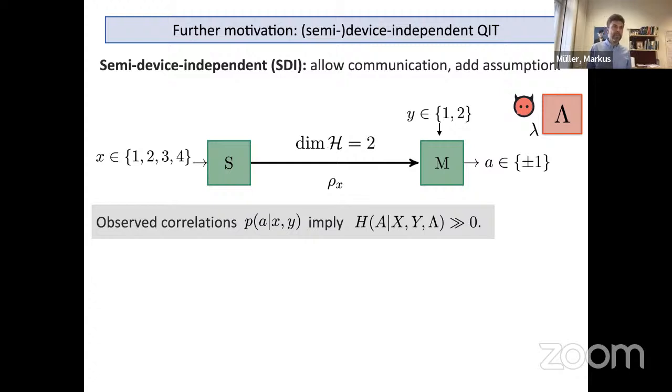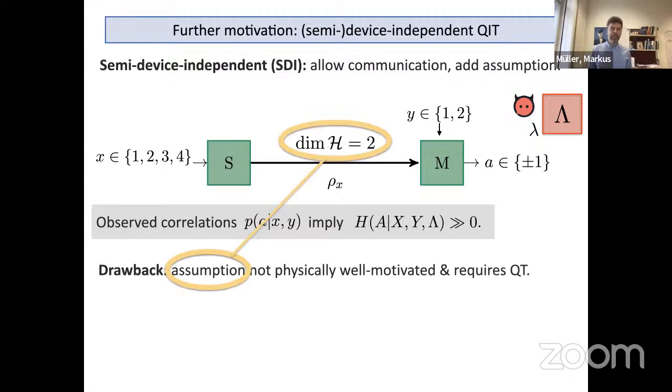So it means that even if you're this demon here, this red horned guy that knows so much more about your setup than you, and all the positions of the air molecules and whatnot, you should still not be able to predict the outcome A. And you can do this in these kinds of scenarios, but you have to add an assumption here. The typical assumption that people add is about the system that's transmitted from the preparation to the measurement device. Typically, people, for example, assume that this is a qubit, or that you have a bound on the dimension of the quantum system that's transmitted from the preparation to the measurement.